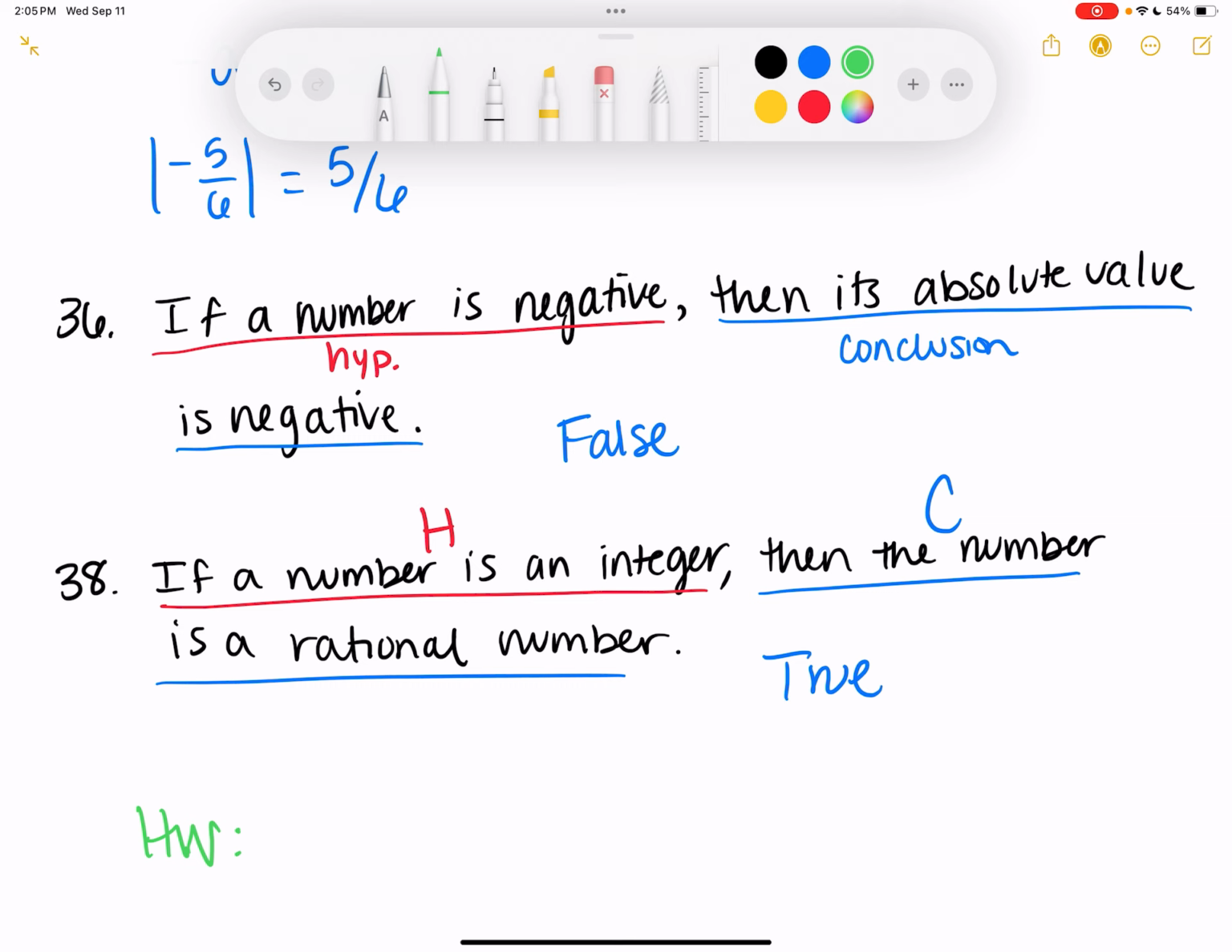After you write down these homework problems: 9, 11, 15, 21, 23, 29, 33, 35, 37, and 39.